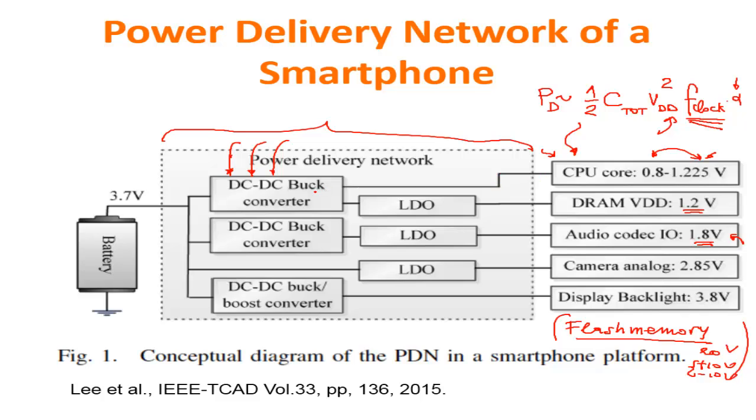Then you have also these other converters that are called LDO. This LDO probably is an acronym that you have never encountered before. LDO stands for low dropout regulators, and basically they are linear DC-DC converters. These are linear, right?